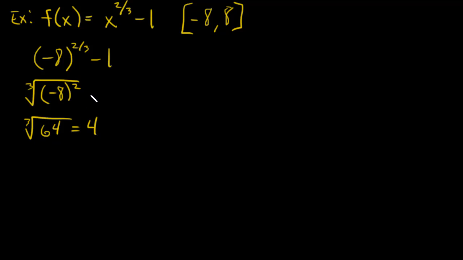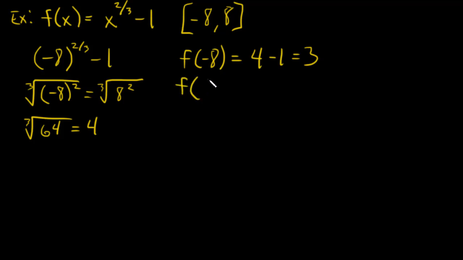It's going to be the exact same thing if I do the cube root of 8 squared, because it's also going to give me 64. So f of -8 is equal to 4 minus 1, which is 3, and f of +8 is 4 minus 1, which is 3. So they have the exact same y value. Between -8 and 8, there's at least one point that has a horizontal slope. Okay, so how can we find that?